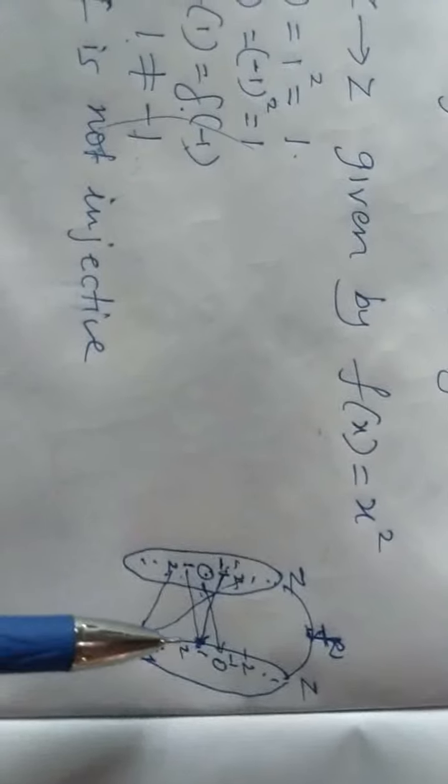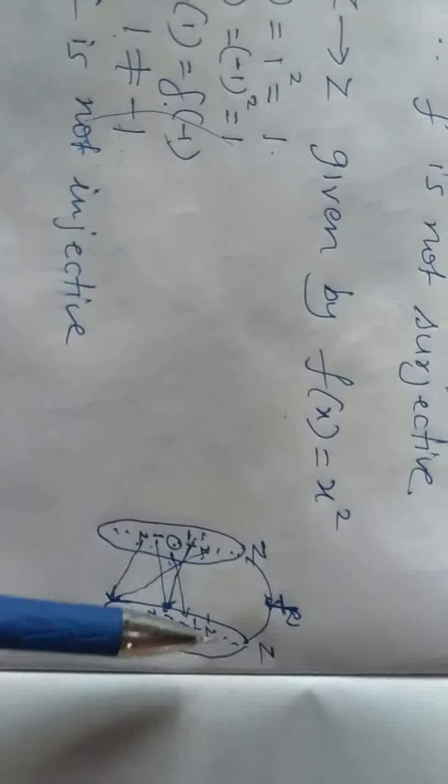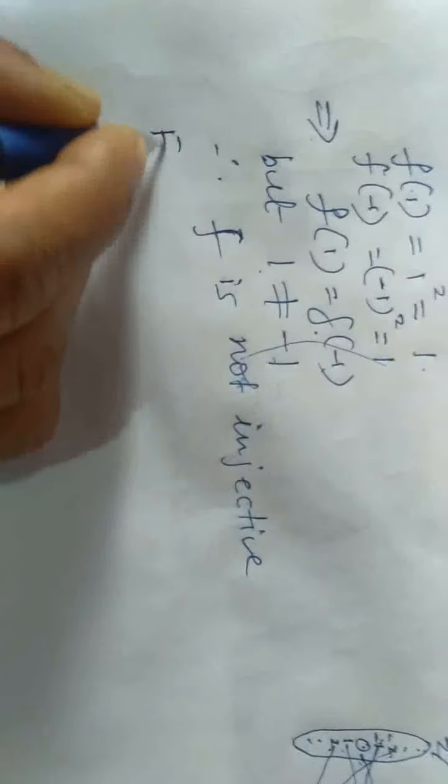Then for onto, you know that you will get infinitely many elements. For example, 2 is not the image, 3 also not the image, minus 1, minus 2, minus 3. They are all not the image of any element of the domain. Therefore, it is not onto. I will write the answer like this.